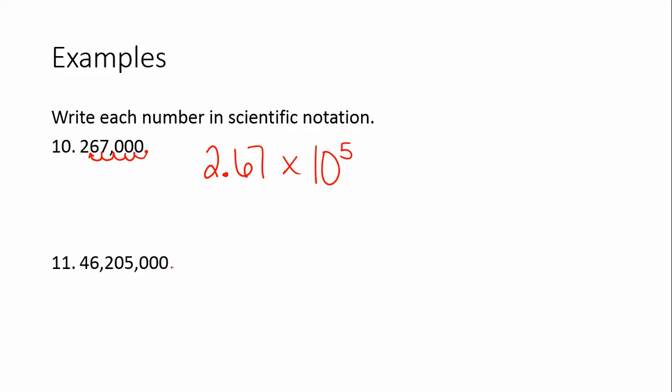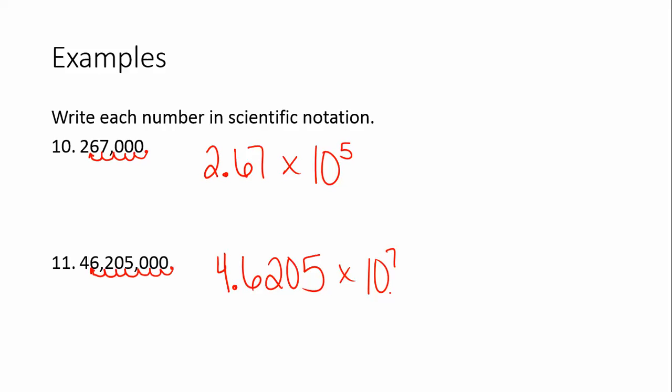So the decimal place is back here. We're moving it 1, 2, 3, 4, 5, 6, 7 places to get us a number that is between 1 and 10. And so it's 10 to the 7th because we moved the decimal place 7 places.